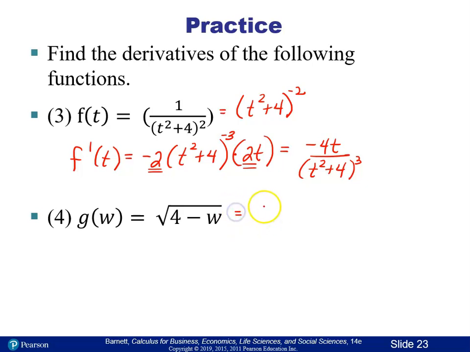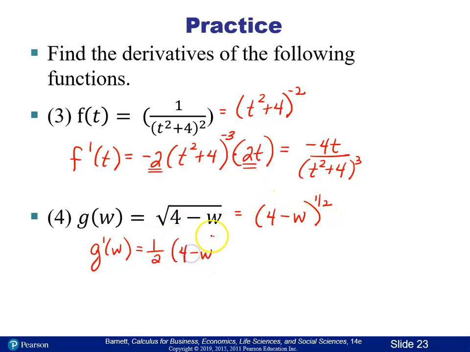Okay, this one I'm going to do a rewrite before I take the derivative. And if you remember, the square root is the same thing as the 1/2 power. So if I take the derivative, I'll bring that 1/2 down. I'm going to decrease my power by 1, so it's going to be the negative 1/2. And then the derivative here, the derivative of 4 is 0.